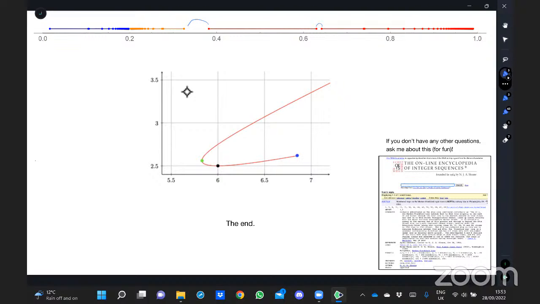Okay, and this drawing, I think I won't explain because it's not very important, so I'll skip that. Okay, all right, I'm done.